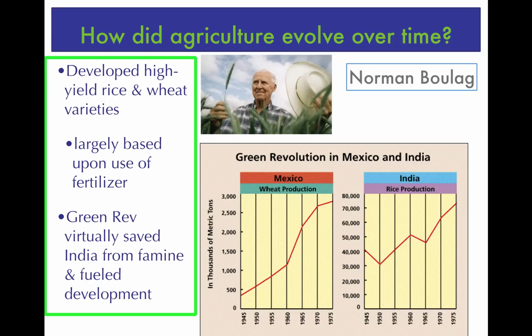I mean, India was on the verge of, with their enormous population growth, facing tremendous problems feeding their population. And the Green Revolution basically saved India from famine initially. And it also helped fuel development both in Mexico and in India. Similarly, it provided results in Mexico, but India had such a tremendous population boom that they had a more dire need for the Green Revolution at the time.